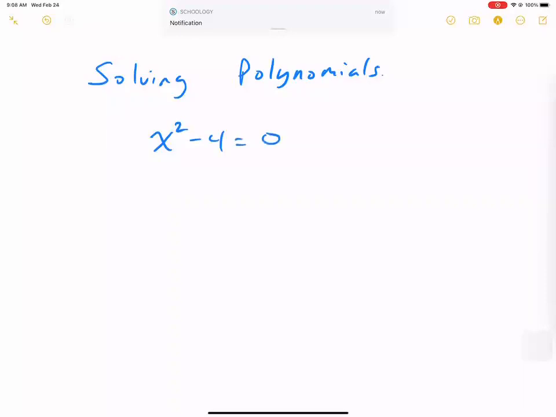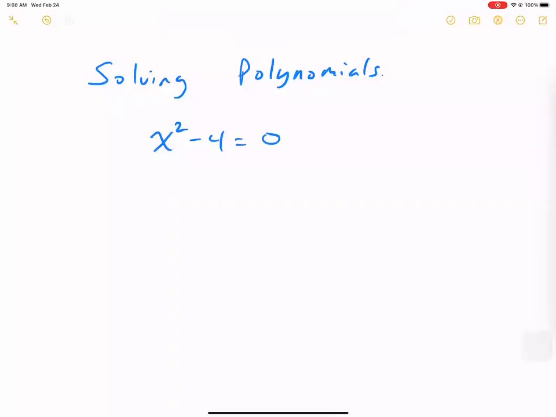So solving polynomials means if I have something like x squared equals... Well, let's try it another way. x squared minus 4 is equal to 0. We have a couple ways of solving this.